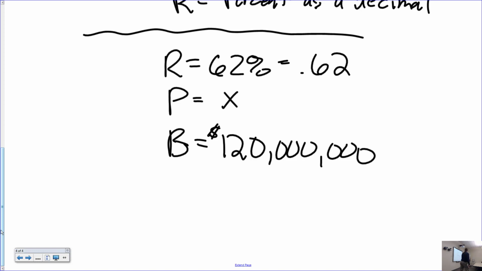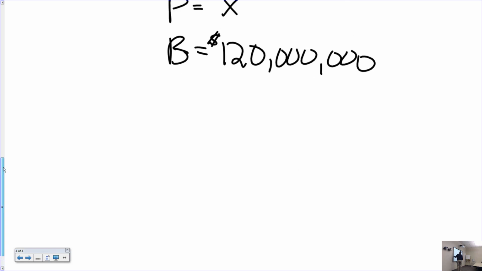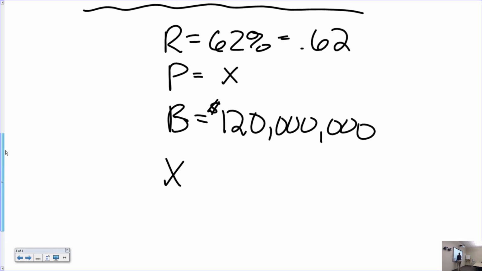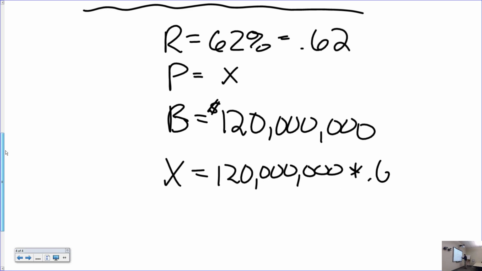Alright, so in this case, once you have R, P, and B, just use P equals BR. What's P? X. What's B? 120 million. And what's R? 0.62. So all you've got to do is take 120 million and multiply by 0.62.